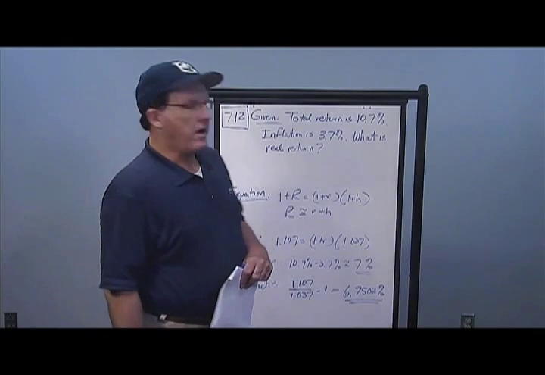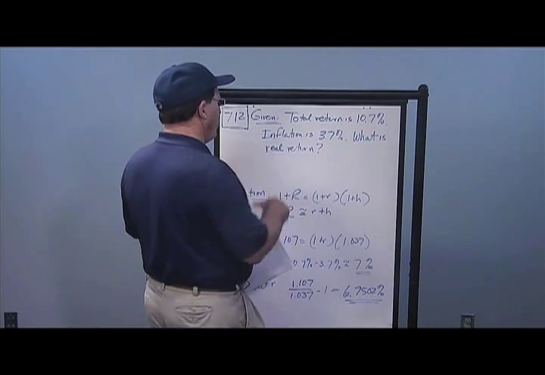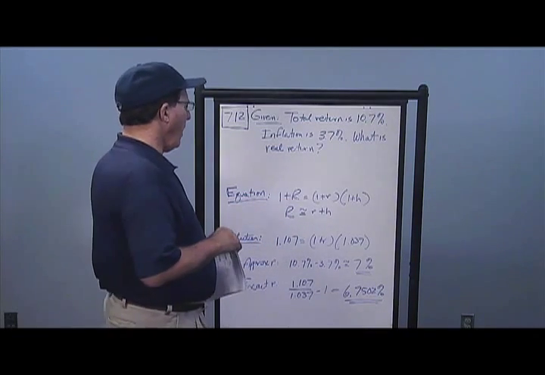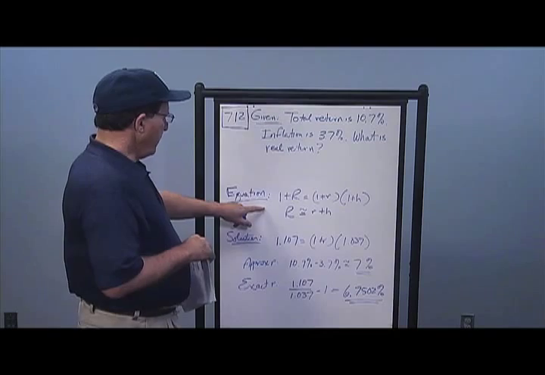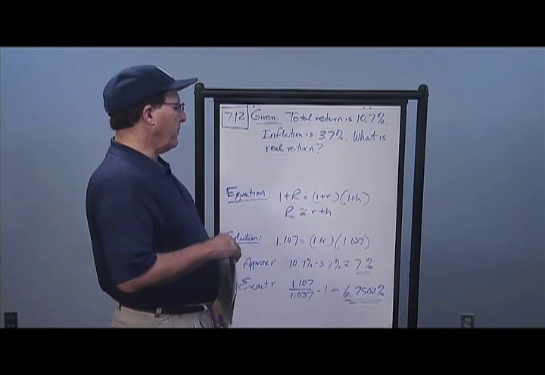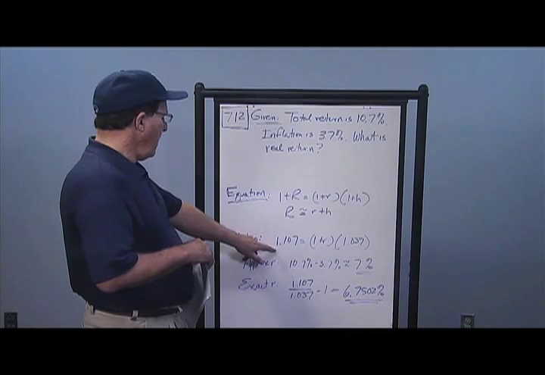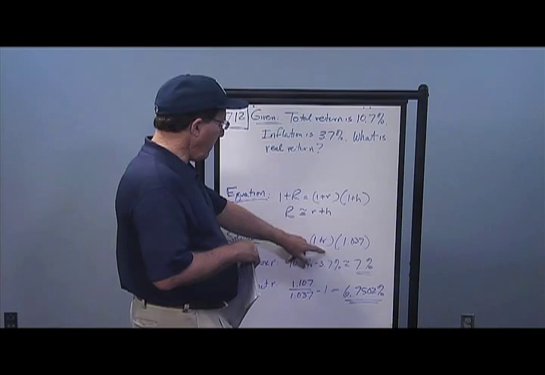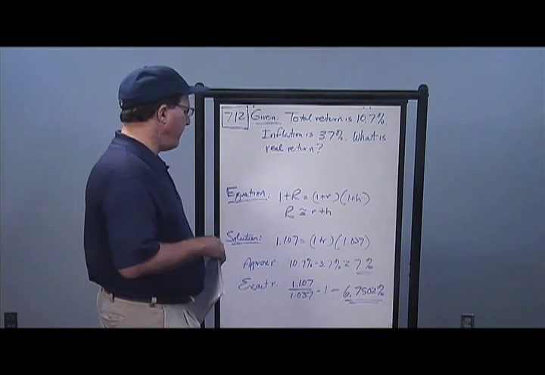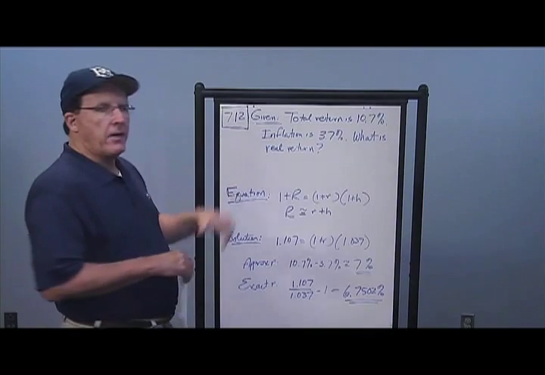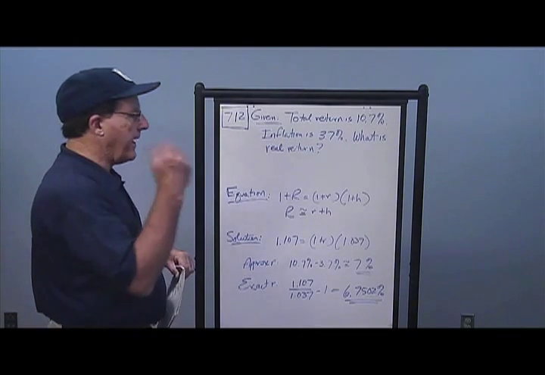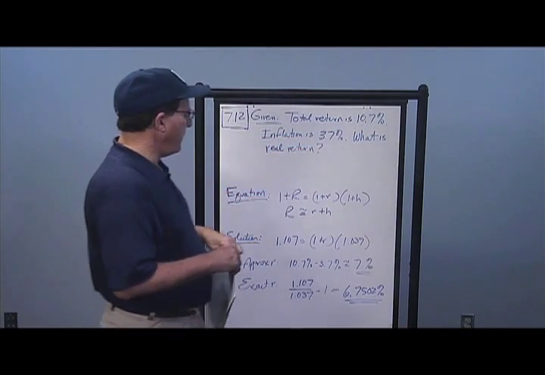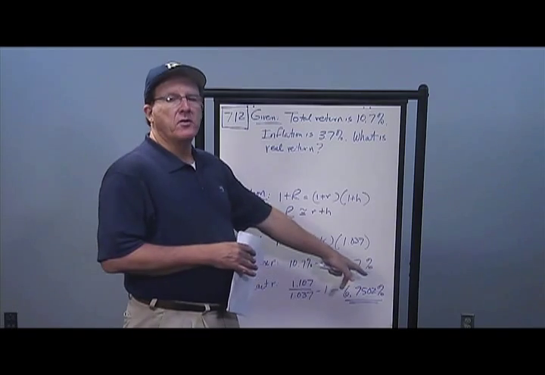In problem number 12, your total return is 10.7%. Inflation is 3.7%. What's the real return? Again, I'm looking for little r. Using the same Fisher effect equation, 1 plus big R equals 1 plus little r times 1 plus h, I plug in 1.107 for 1 plus big R. Looking for little r, and then 1.037 for 1 plus inflation. But again, I want to check my answer approximately in my head before I get the exact answer, so I can take simply the 10.7 minus the 3.7. I should get an answer around 7% when it's all said and done.